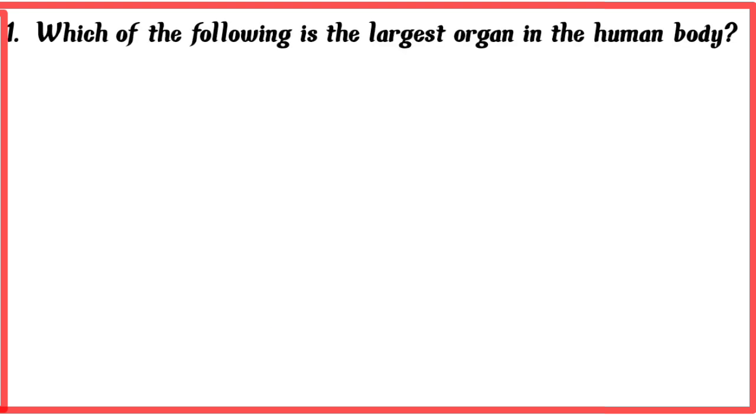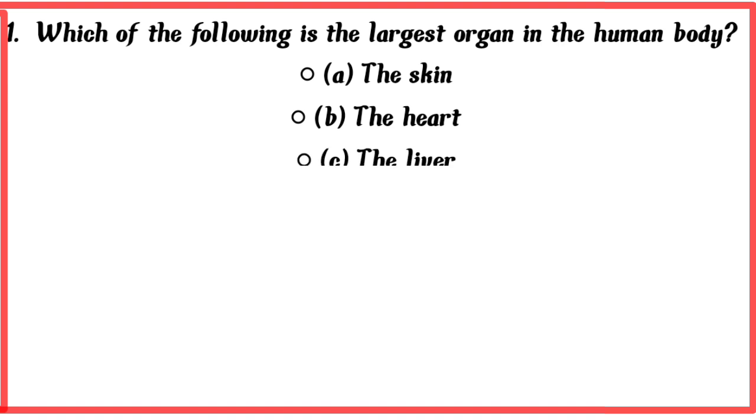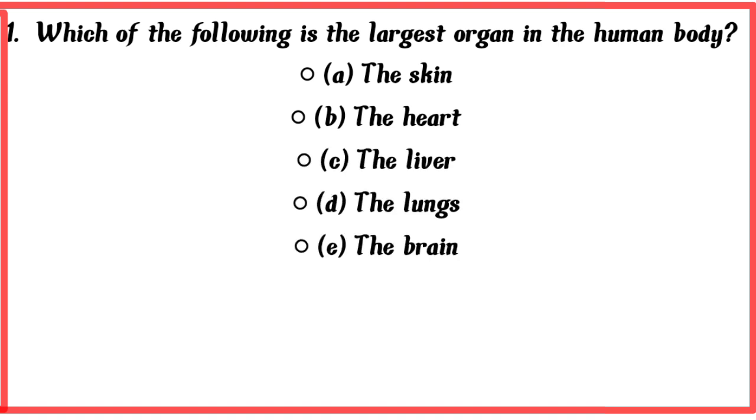1. Which of the following is the largest organ in the human body? A. The skin, B. The heart, C. The liver, D. The lungs, E. The brain.